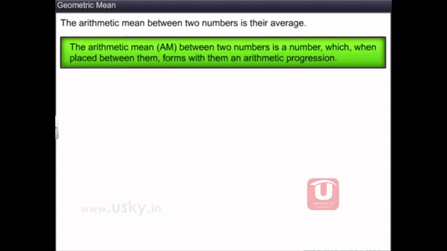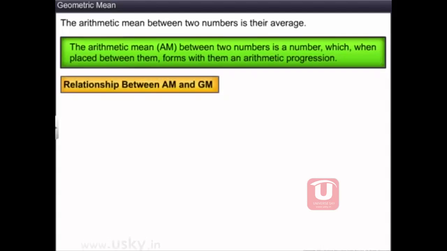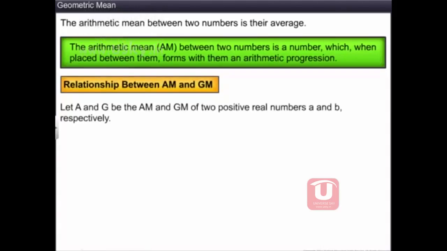Let's now see the relationship between the arithmetic mean and the geometric mean. Let A and G be the arithmetic mean and geometric mean of two positive real numbers a and b respectively. Then A is equal to a plus b upon 2 and G is equal to square root of a into b. Now, let's calculate A minus G.